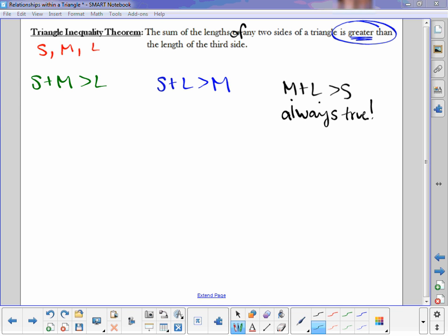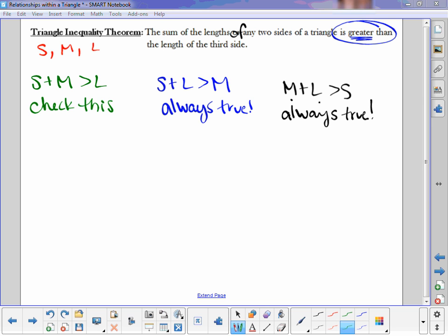How about this middle one? Always true. Kind of the same idea. Large is always bigger than my medium, so of course anything added to it is always going to be bigger. So this one is also always true. Alright, how about this one? Do I need to check it, or is it always true? Check it. It's not guaranteed that my small plus my medium will be bigger than my large. So this one we do have to check.